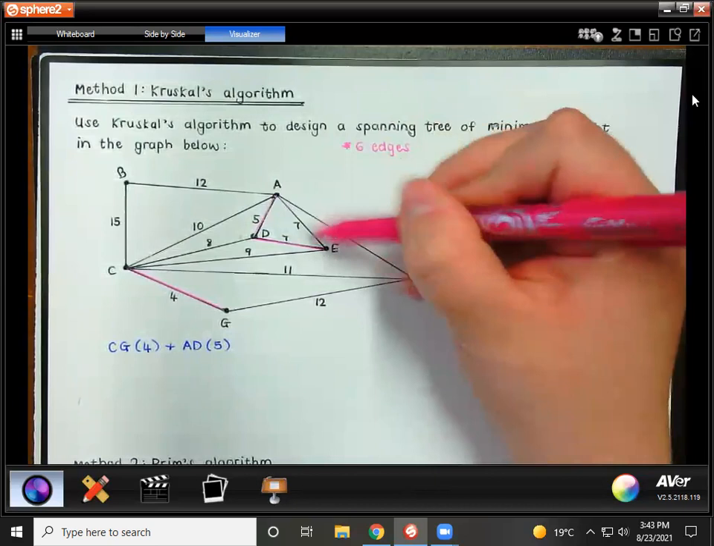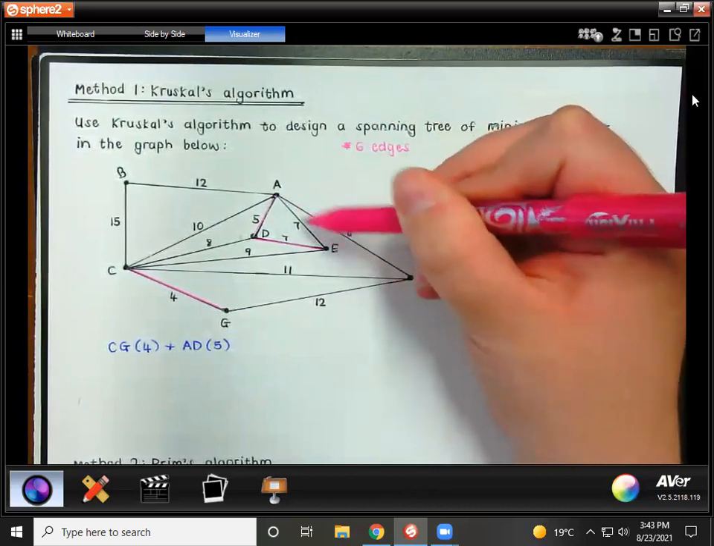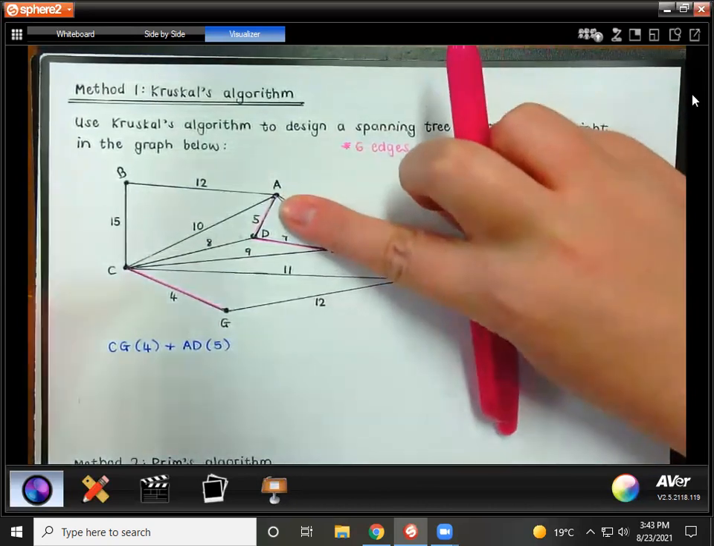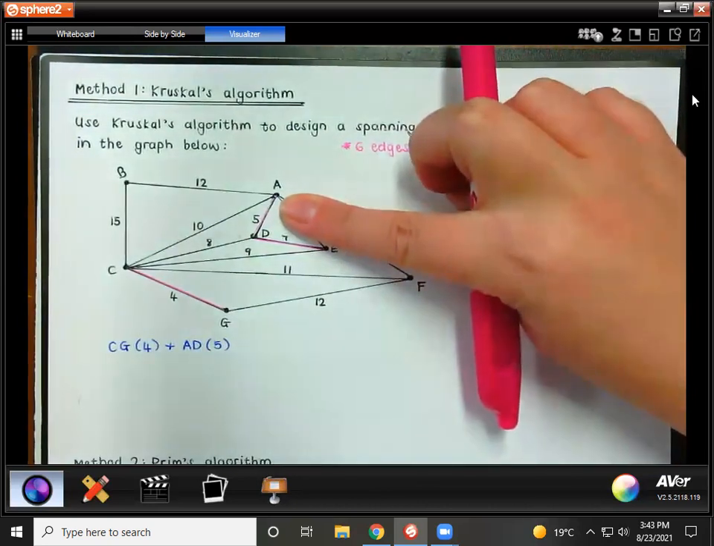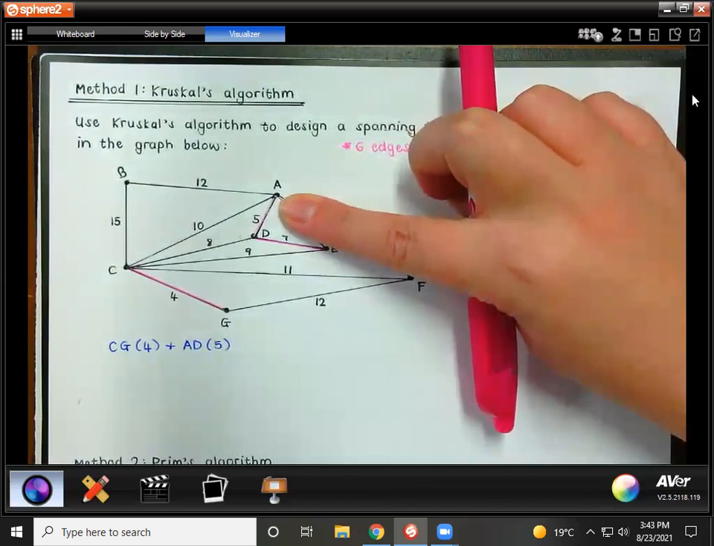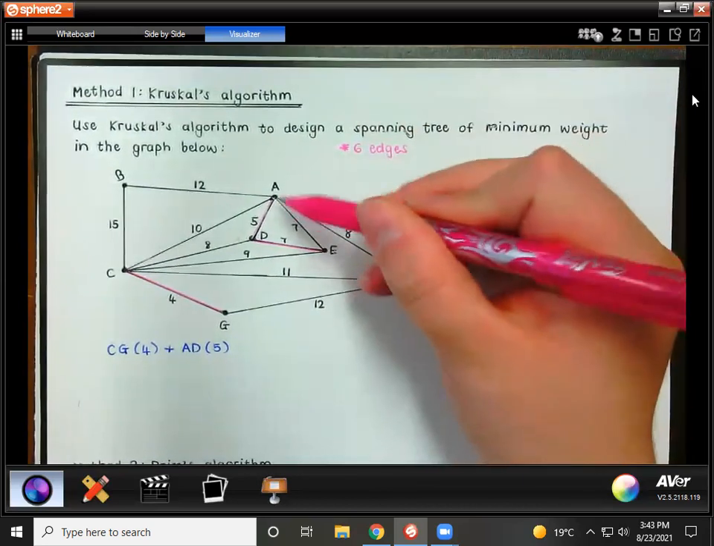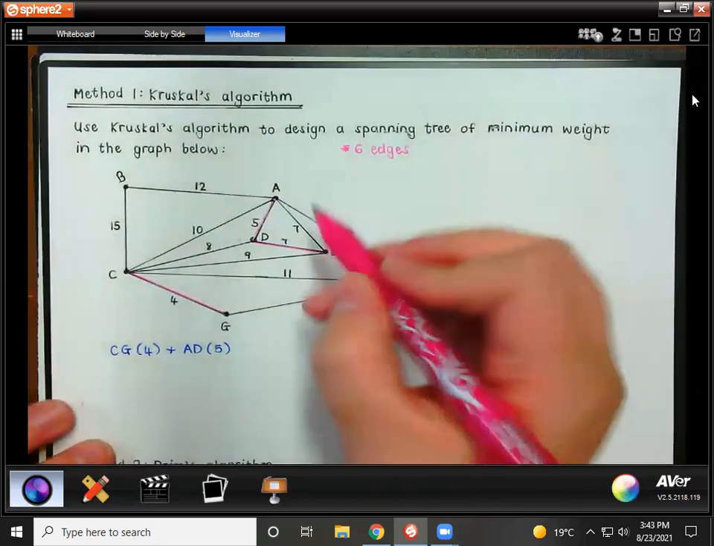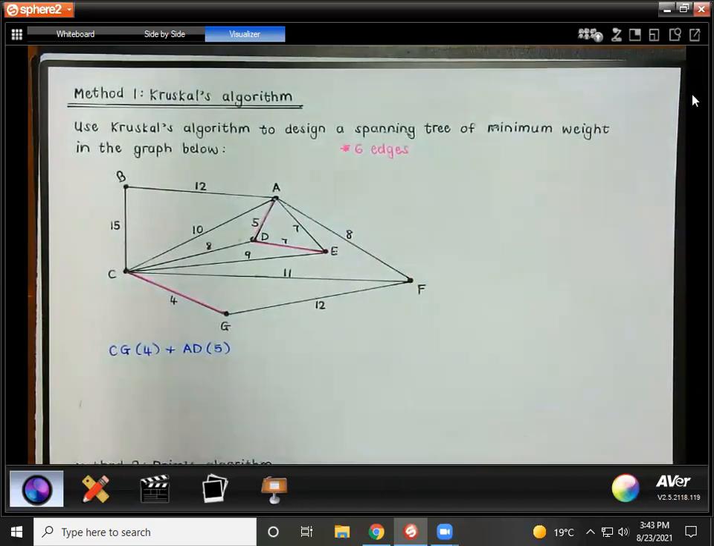Because if we fill in a circuit, guys, it's wasted cost to fill in that AE, because A and D and E are already connected. Does that make sense? We don't still have to connect them directly. They can already be connected in that way. In the textbook, they've turned AE into a dotted line so that we know it's not going to be a part of the tree.